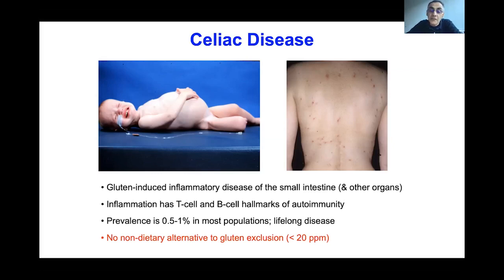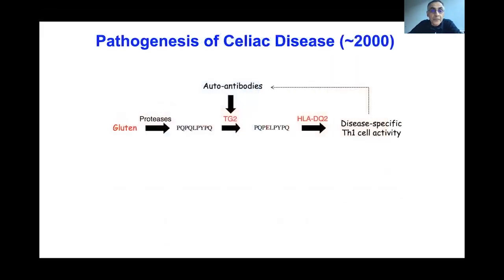To give you a sense of scale, 20 parts per million of gluten in a diet is about the equivalent of the amount of gluten that 1 crouton would contribute to your diet. So this is a significant challenge out there for a patient.